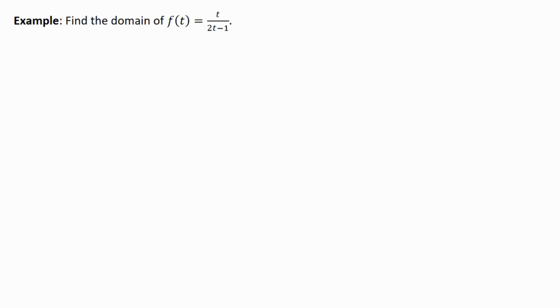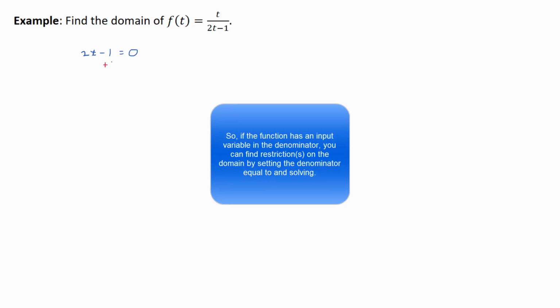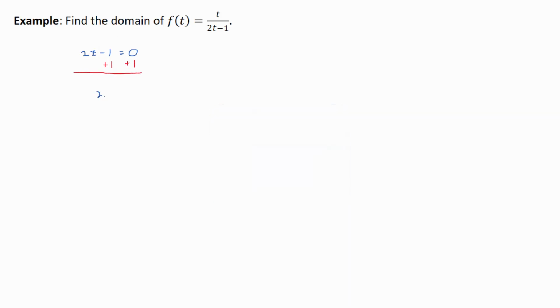So what we can do to find the t values, the input values that we're not allowed to plug in, is set the denominator 2t minus 1 equal to 0 to find out what t is not allowed to be. So if we do that, we can add 1 to both sides. You don't have to show this part in red, but if you like showing your work, this is what you'd show. Solve the equation, add 1 to both sides, you get 2t is equal to 1. Divide both sides by 2, and get t equals 1/2.